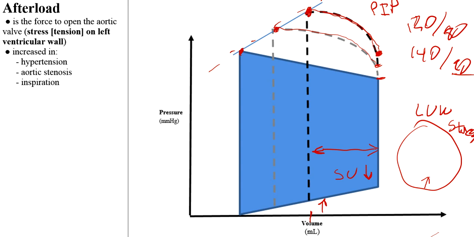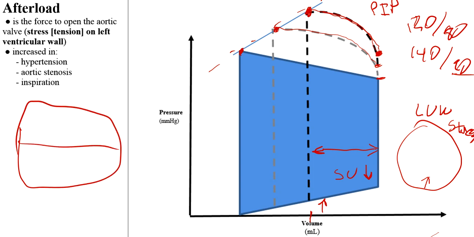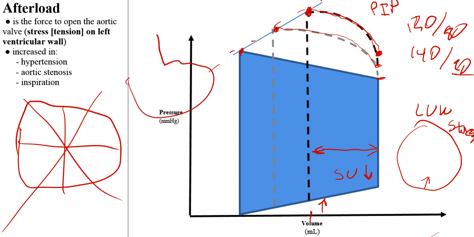Okay, there's another really good example of increased afterload, and that example is aortic stenosis. Let's just say we have a ventricle, and so this is not what it's supposed to look like, but we have this aortic valve, which is bicuspid, and let's say this aortic valve has stenosed, meaning it's got a little fish mouth now. Things have built up, and it's harder to get blood out.